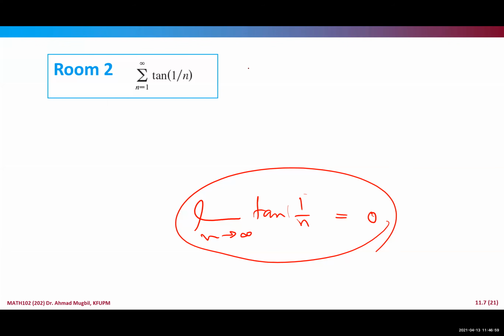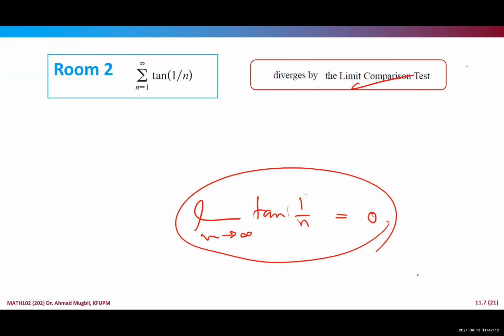Anyone, Shabab, from room number 2, please? Yes, doctor. Ali. It diverges by the limit comparison test. By the limit comparison test with who? With b equal 1 over n. With 1 over n. With this one.